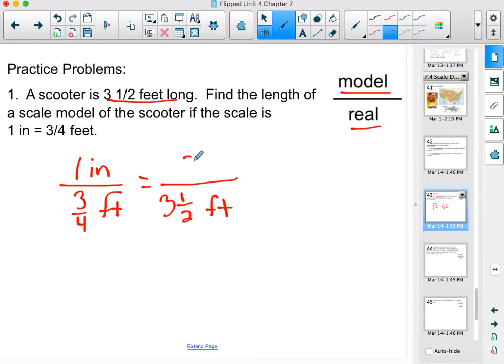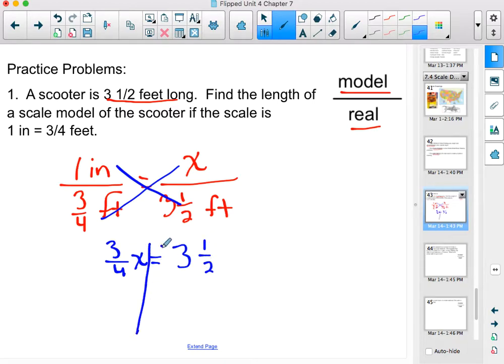Here I have to solve for the model length, so I'm going to use a variable. I'm choosing to use the variable x. You can use whatever you want. To solve for x, we are going to cross multiply. First, we start off with the multiplication problem that has our variable. 3/4 times x is 3/4 x. Bring down your equal sign. 1 times 3.5 is 3 1/2.